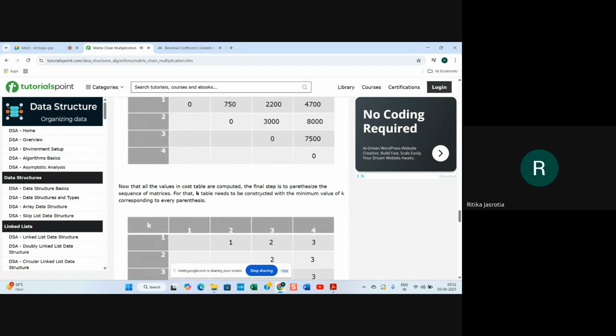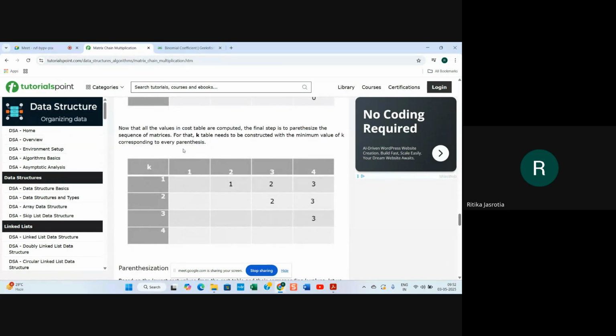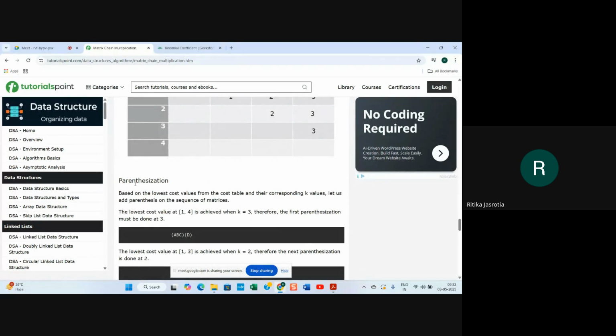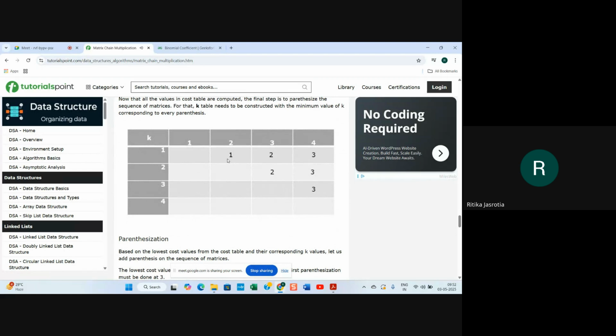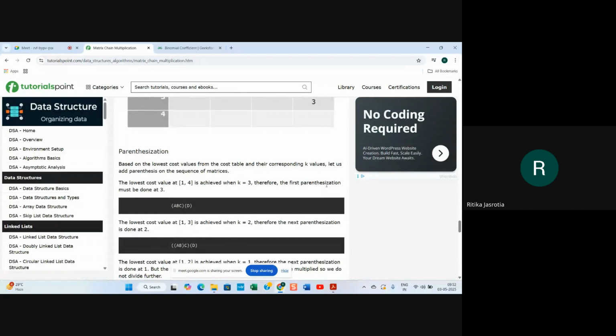the k table, which needs to be constructed with the minimum value of k corresponding to every parenthesis. So based on the lowest cost values from the cost table and the corresponding k values, let us add parentheses on the sequence of matrices. The lowest cost value at 1, 4 is achieved when k is 3. So at 1, 4 the lowest is when k is 3, right? Therefore the first parenthesization must be done at 3, right?